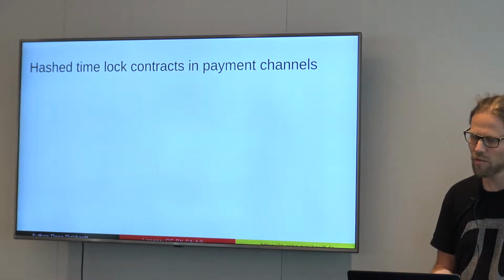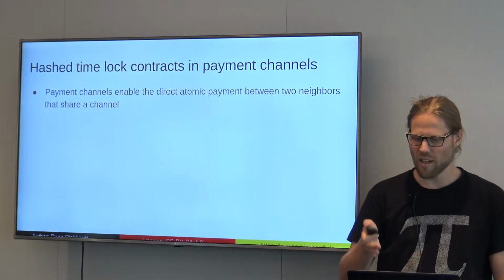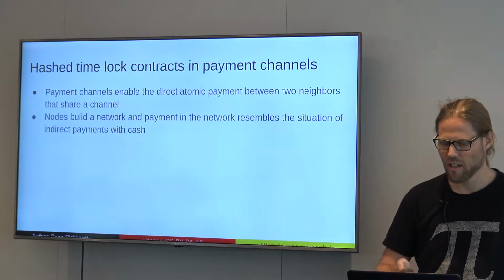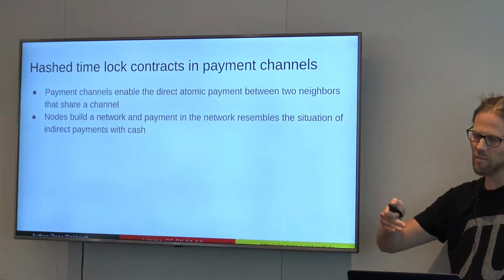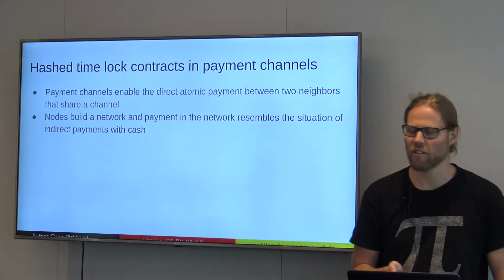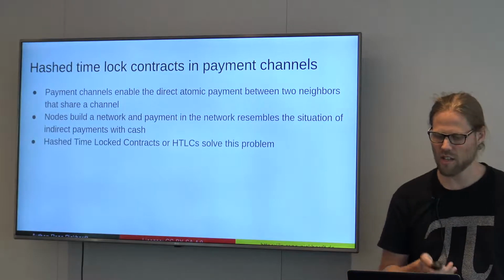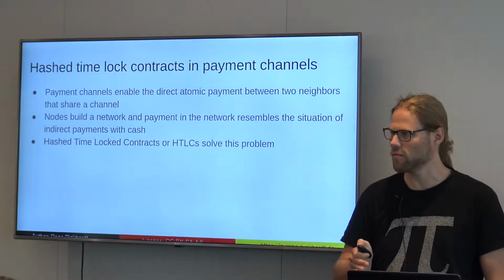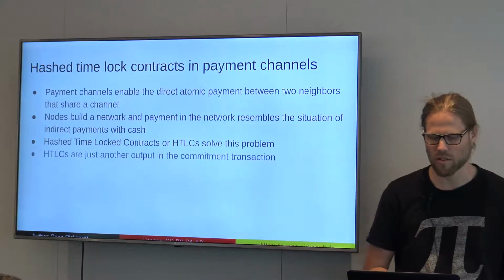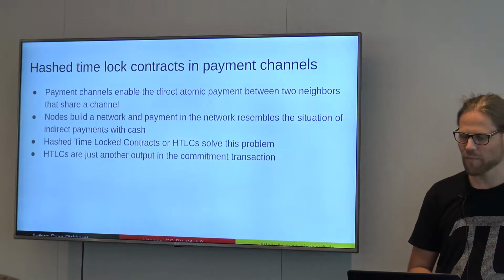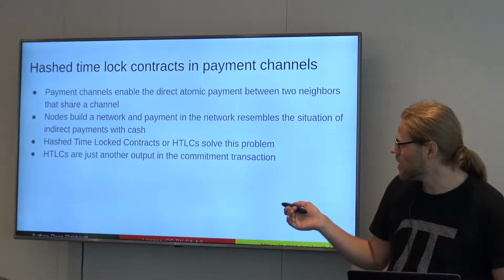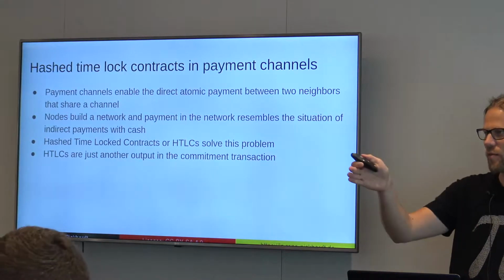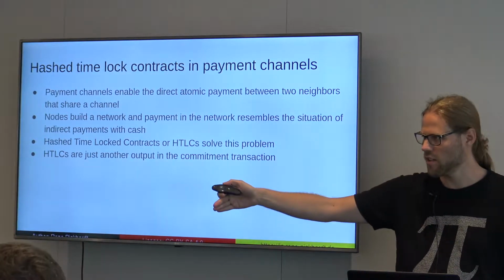So, hash time-locked contracts in payment channels enable direct atomic payment between two neighbors that share a channel. Nodes build a network, and payments in the network resemble the situation of indirect payments with cash. Hash time-locked contracts are there to solve this problem. So in the offline world, we had this, but in Bitcoin, we can do it in this way. On a technical level, HTLCs are just another output in the commitment transactions. I mean, we had this before. Instead of these two outputs, we now have several hash time-locked contracts.